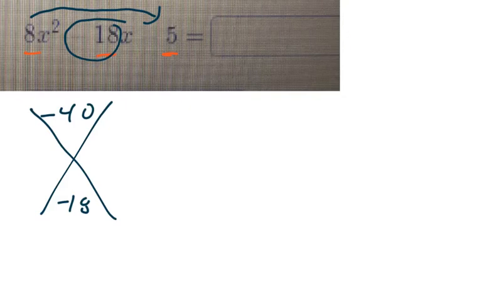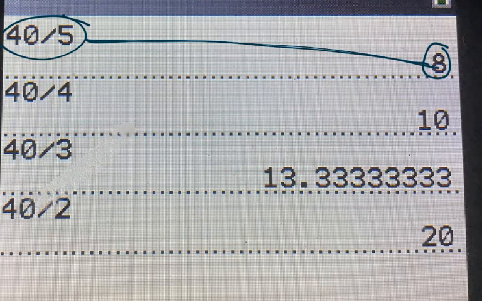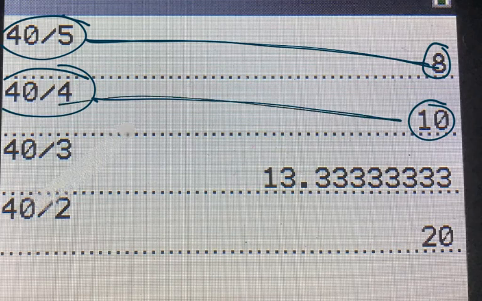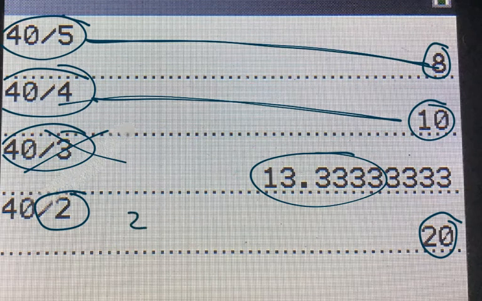We're going to go to our calculator. Remember, we're looking for a negative 18. Okay? So, 40, of course, divided by 5 is 8. But 5 and 8 are not going to make 18, much less negative 18. 40 divided by 4 is 10. But again, 4 and 10, there's no way to combine those to make a negative 18. 40 divided by 3 is a decimal, which means that's not even a factor, right? 40 divided by 2 is 20. Uh-oh. Isn't 2 minus 20, guys, negative 18? That's what we want.